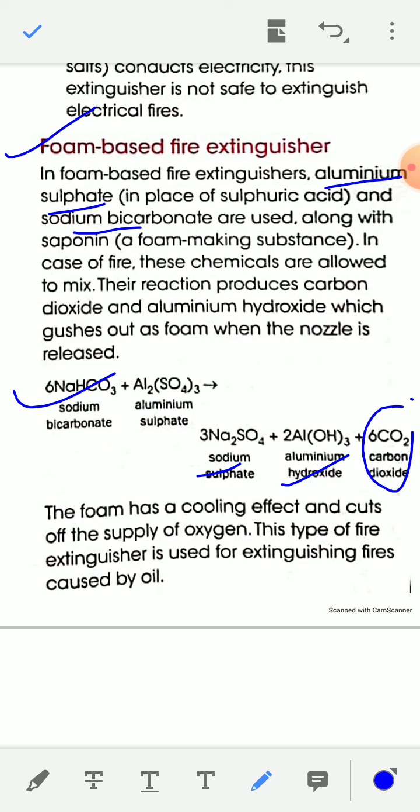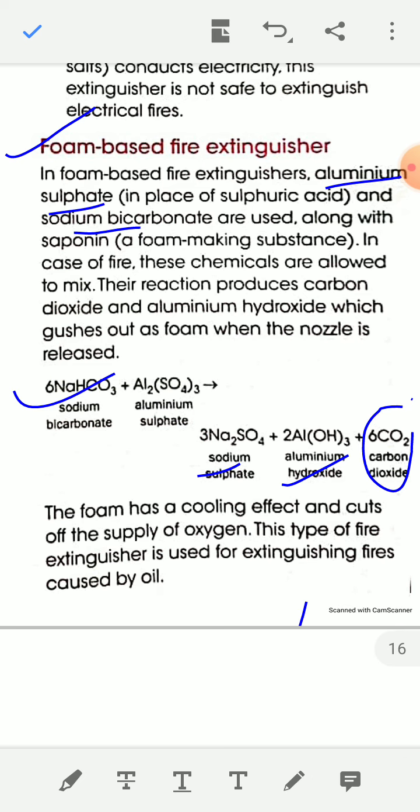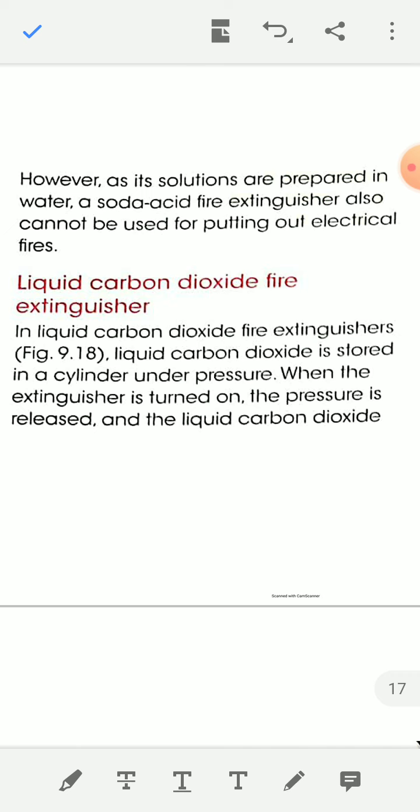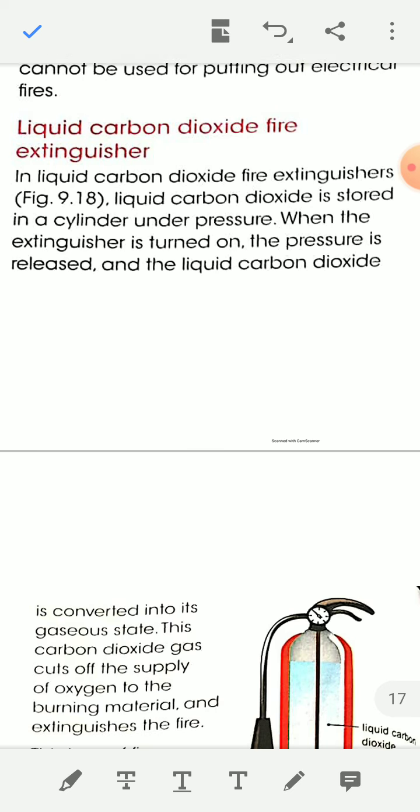Okay, so the reaction produces carbon dioxide and aluminium hydroxide, which gushes out as foam when the nozzle is released. The foam has a cooling effect and cuts off the supply of oxygen, and this type of fire extinguisher is used for extinguishing fire caused by oil. However, as its solutions are prepared in water, this extinguisher also cannot be used for putting out electrical fire.